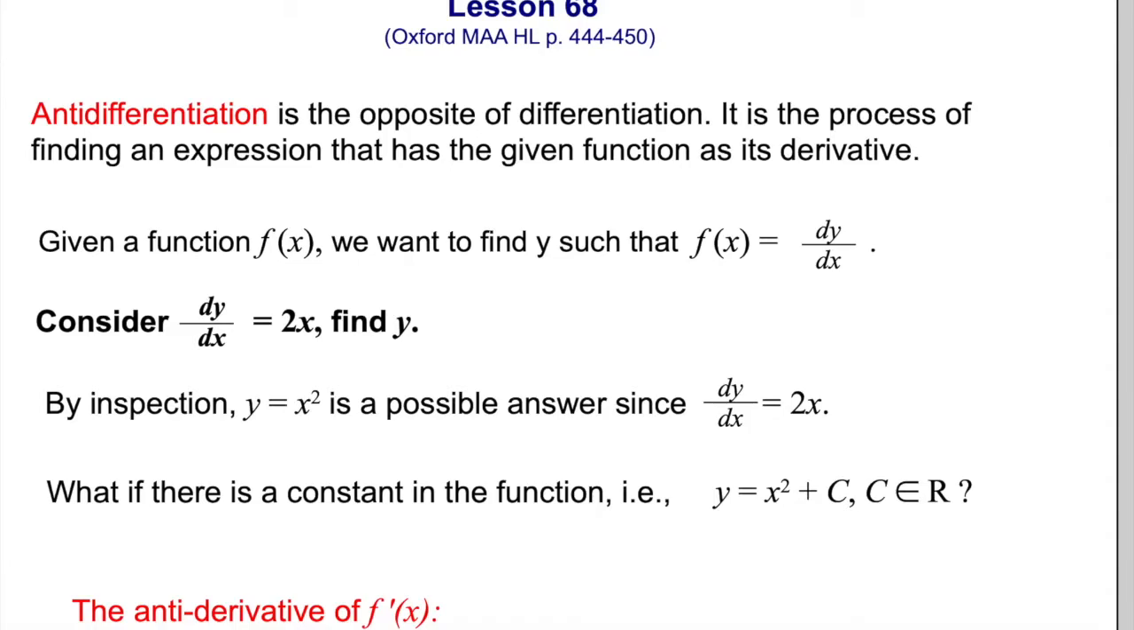But is this the only possible answer if you think about this? What if there's a constant in the function, like y equals x squared plus c? Well, if you take a derivative of any constant c, we get 0. So in a sense, when we think about the antidifferentiation of dy by dx equals to 2x, you're considering a family of functions where any constant that belongs to real numbers can be added to x squared.